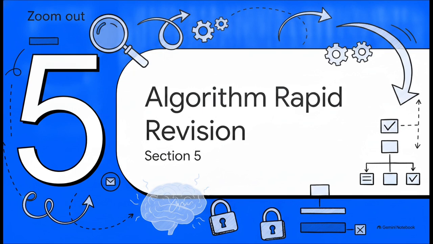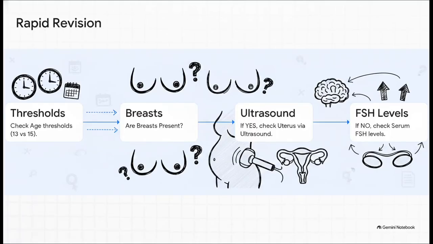We've unpacked a ton of brilliant clues today. Let's zoom out in Section 5, Master Algorithm, Rapid Revision. Let's rapidly reconstruct this entire algorithm top to bottom so it's locked in forever. This is your ultimate takeaway for clinical practice. What looks like a terrifying web of endocrine disorders is actually just 4 simple steps. Step 1, check your age thresholds, 13 without breasts, 15 with.